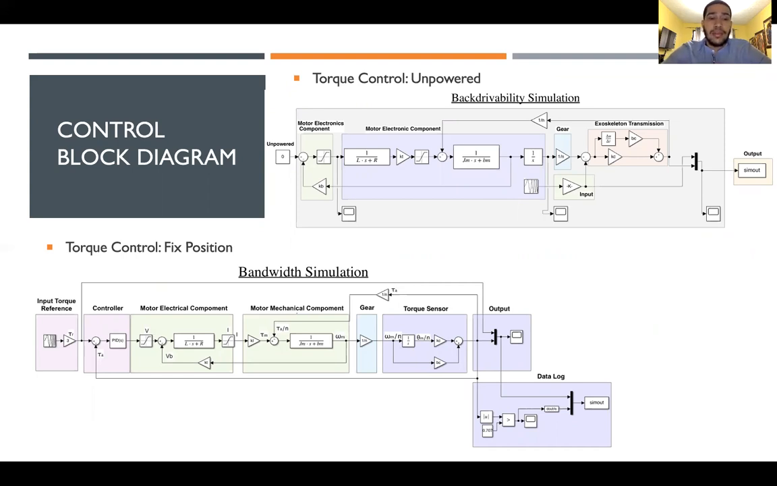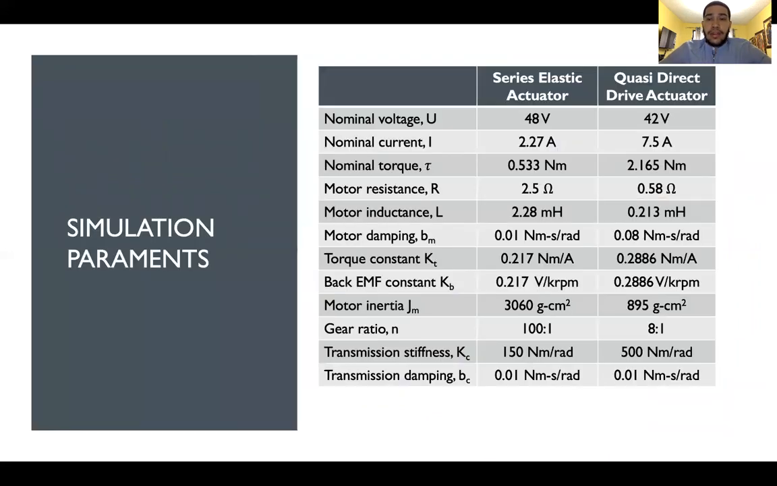The difference between the two is that bandwidth measures how fast it responds to a changing output, while back drivability is the level of ease of transmission from the output axis to the input axis of movement. Back drivability is basically how low the resistance is to applied force. And these are the parameters that I use.